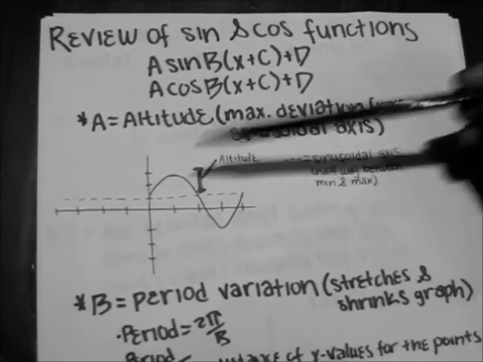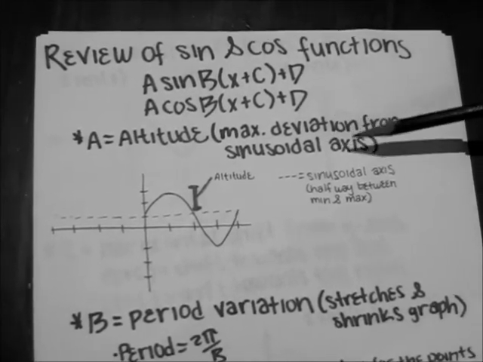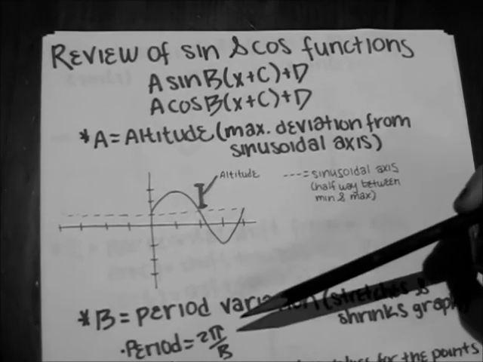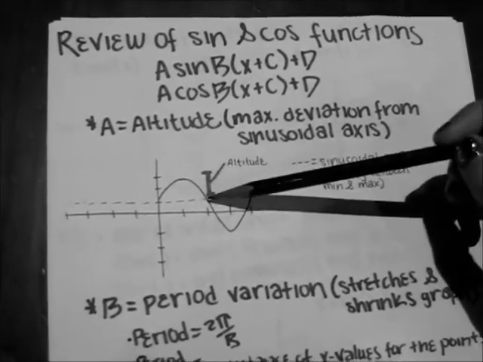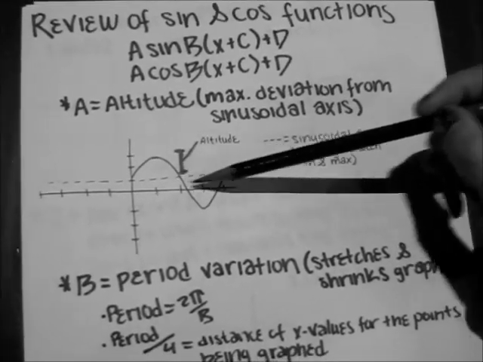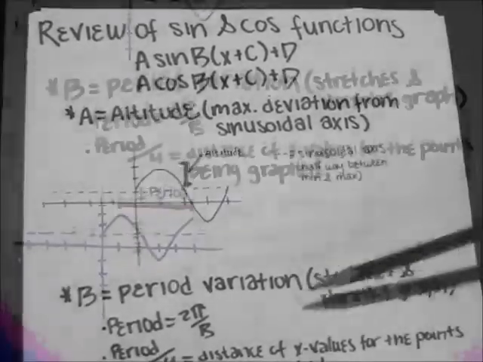The A stands for altitude, which is the maximum deviation from the sinusoidal axis. This right here is the sinusoidal axis, which is halfway in between the max and the minimum, and the deviation is how far above or below the sinusoidal axis we are, and that is the altitude.